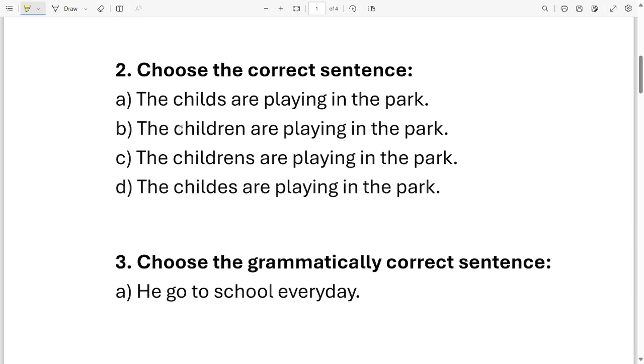These are your options. The childs are playing in the park. The children are playing in the park. The childrens are playing in the park. These are the 4 sentences. Identify which sentence is grammatically correct out of these 4 options. It is option B. The children are playing in the park.